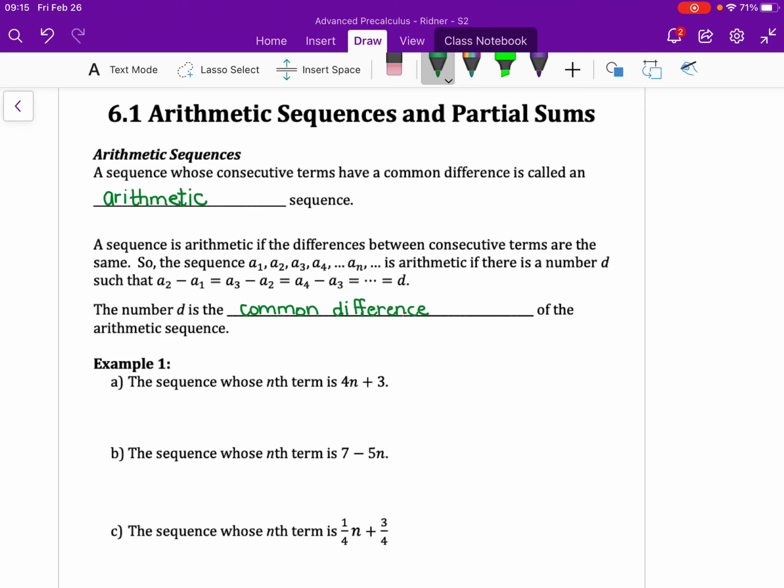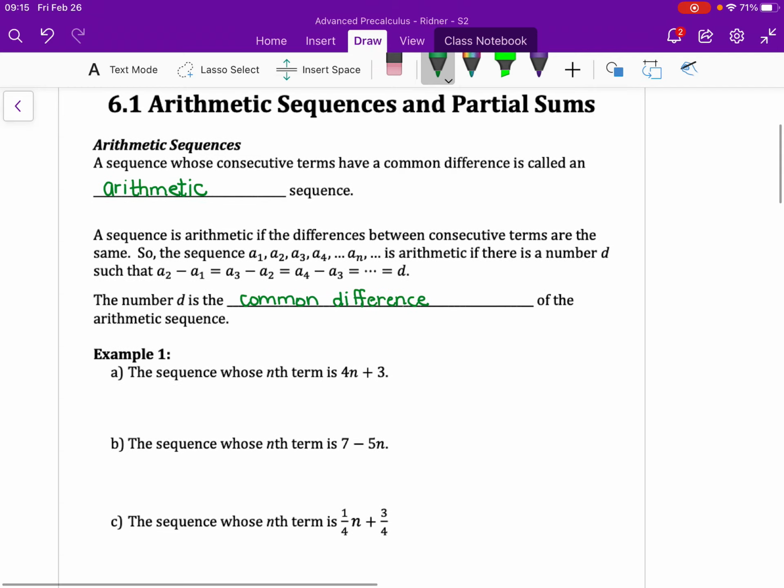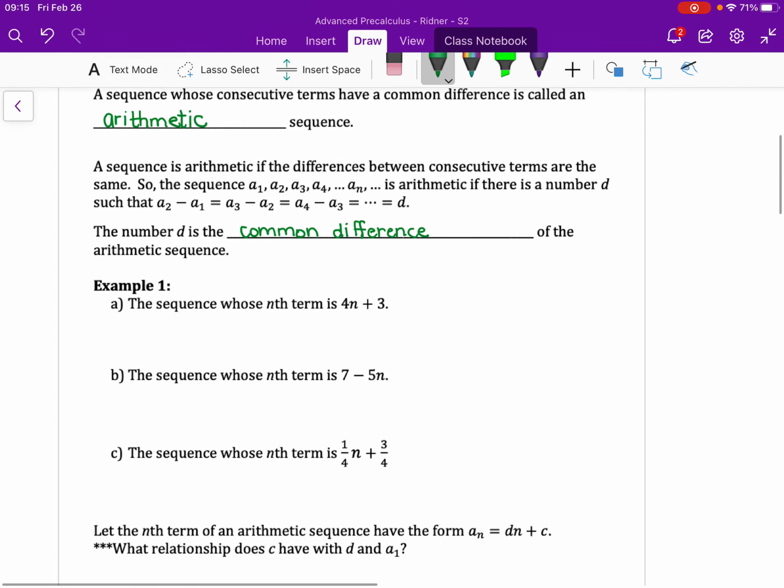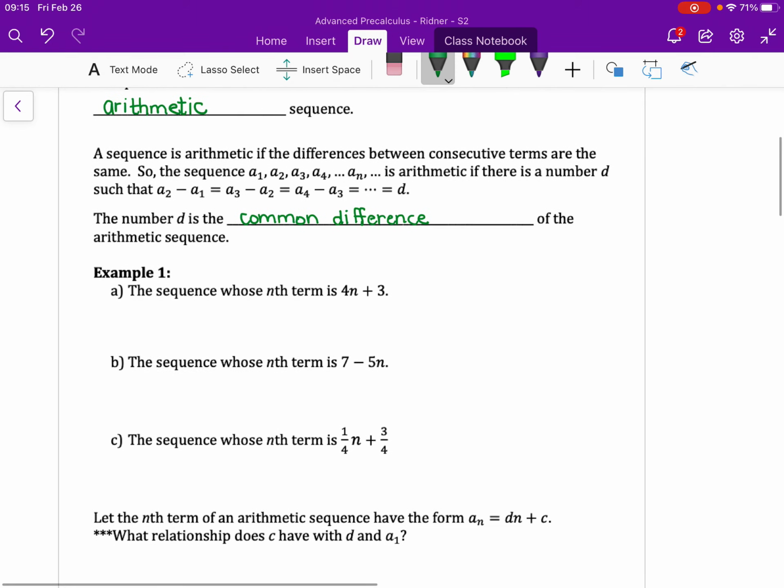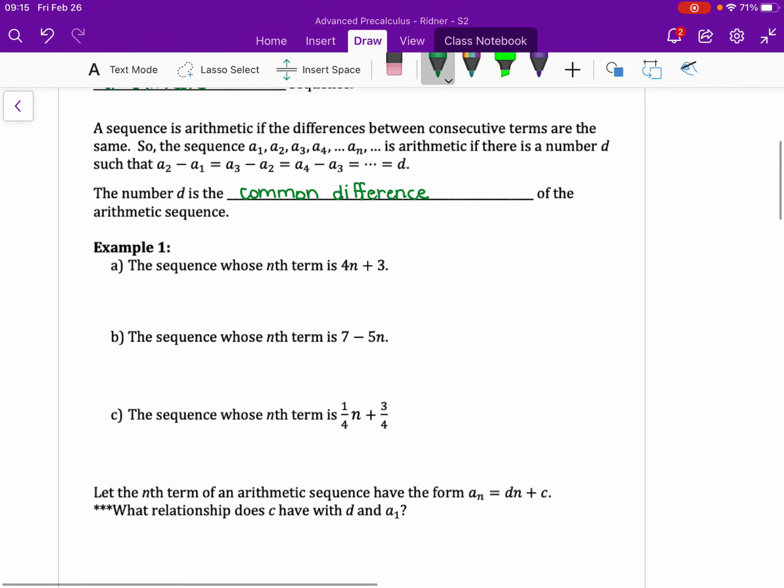So the hardest part of this unit is just making sure you know the vocabulary. So if at any time you don't know what the question's asking, of course that makes things harder. But what we're doing itself is not very hard. So that's good. All right. So in all of these examples, we want to know what is the common difference.